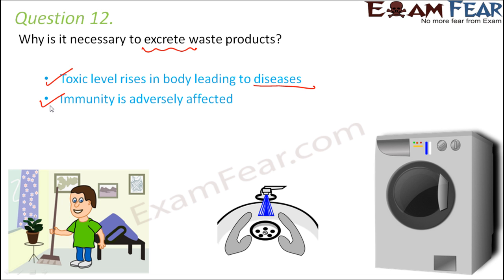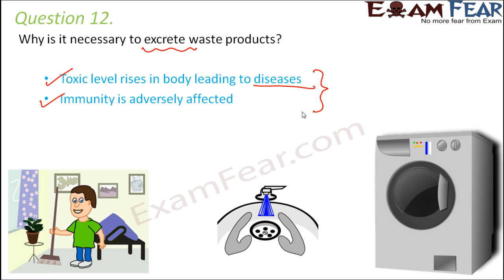Secondly, when you have a lot of harmful products inside your body, the immunity system of the body gets adversely affected. So the strength of your body, the defense mechanism of your body, everything deteriorates. So therefore, for the survival of living organism, it is very important that all the unnecessary, undesirable, toxic products are thrown out of the body. And that is why we have this entire excretion system, or the excretory system.